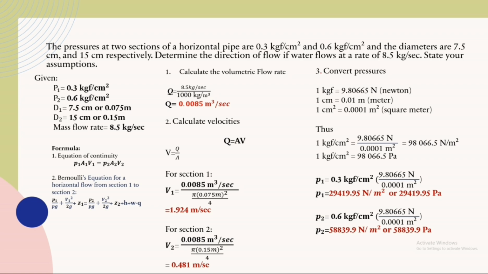For pressure 1, we have 0.3 kilogram force per centimeter squared. If we convert it into Pascal, we get 29,419.95 Newton per meter squared. For pressure 2, we have 0.6 kilogram force per centimeter squared. In Pascal, we get 58,839.9 Newton per meter squared.